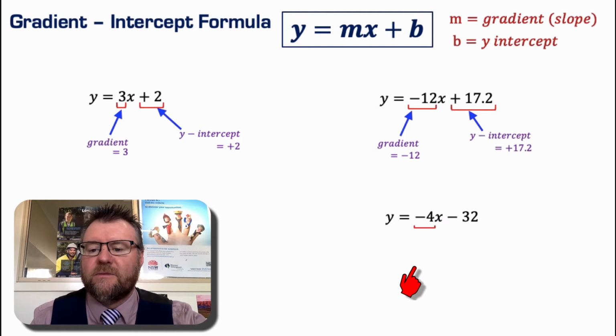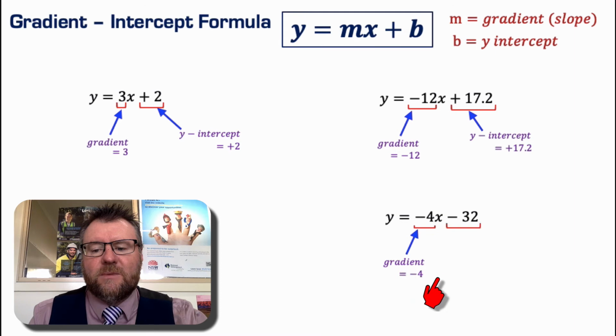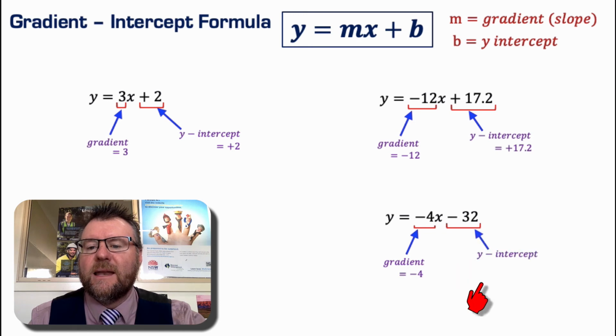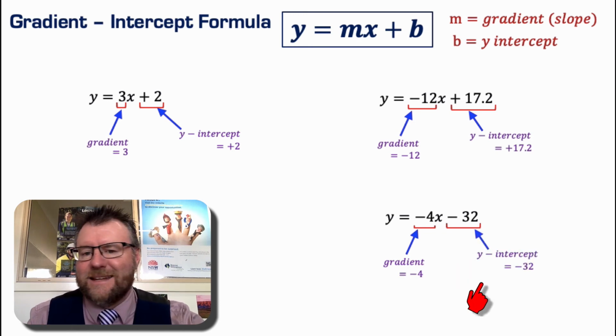This number is negative 4. So the gradient would be negative 4. And finally, same with the b value, or the y-intercept, you've got to include the sign. So it wouldn't be 32 in this case, it would be negative 32. If I graphed that, it would cut through the y-axis at negative 32.